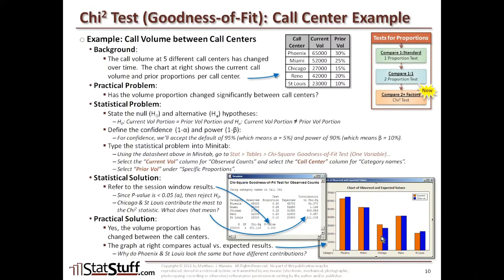But since Chicago is much less in volume, and the gap between the expected and observed is also much greater than the gap for St. Louis, this is probably why Chicago stands out as making the biggest contribution toward this difference that we're observing between the current and prior volume proportions.